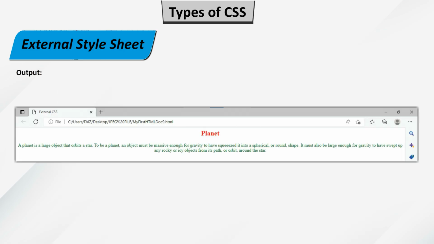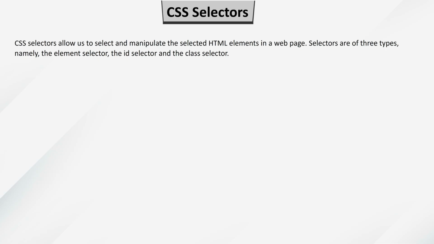Example: output. CSS selectors. CSS selectors allow us to select and manipulate the selected HTML elements in a web page. Selectors are of 3 types, namely the element selector, the ID selector, and the class selector.